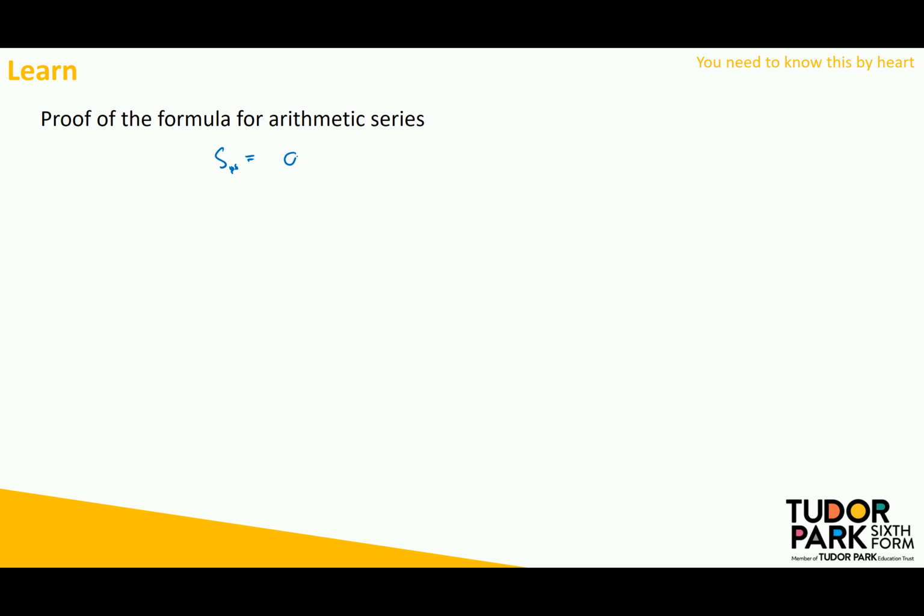It's going to be a plus a plus d plus a plus 2d. So all I'm doing at the moment is writing out the general form of an arithmetic series, plus, and then I have a bit of a gap, and then I add on the last term, which is a plus n minus 1 lots of my difference. Now that's with my sequence written out one way. What I'm going to do is tidy things up here.